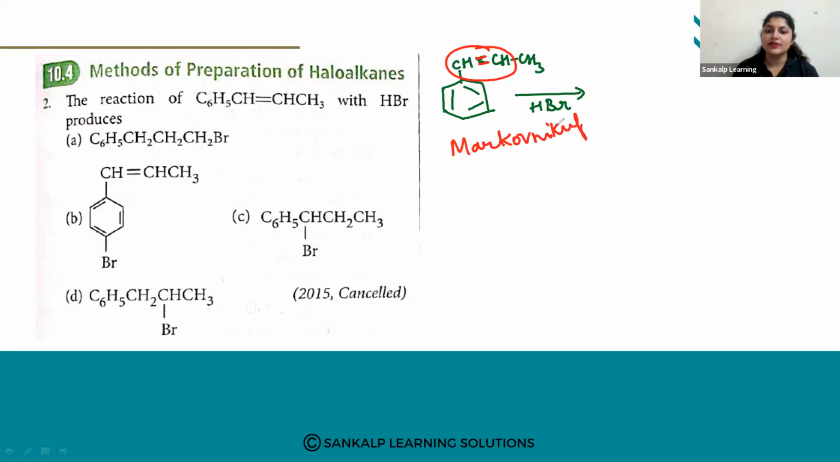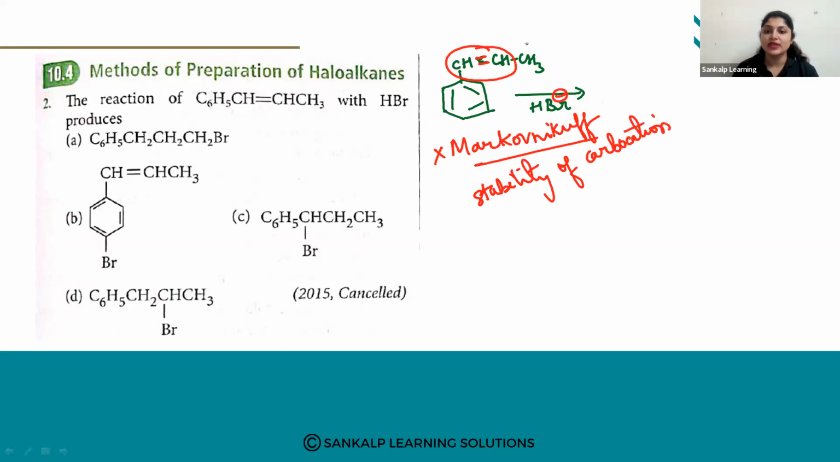What is Markovnikov's rule? The negative part of the alkyl halide will be added to the carbon having the least number of hydrogen atoms. But across the double bond, both the carbons have the same number of hydrogen atoms, right? So in this case you cannot decide the products. So this is overruled. The principle which can decide the product is the stability of carbocation.